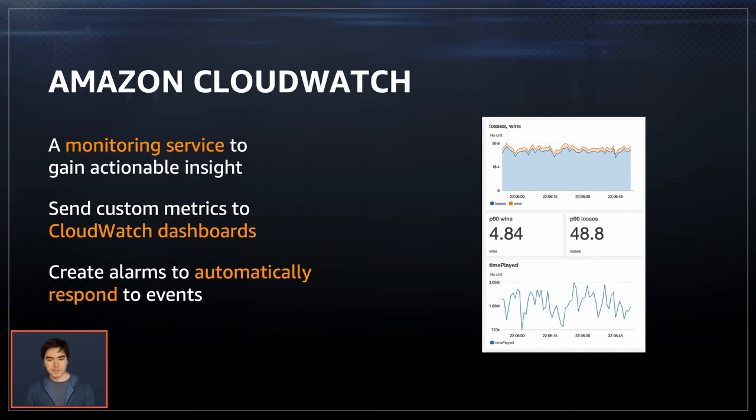For Debbie's purpose, she can use Amazon CloudWatch dashboards to watch all these metrics that her game is emitting, all these events that she's programmed her game to emit, and send these as custom metrics to a CloudWatch dashboard so that she can keep an eye on all of them. Finally, she can create alarms to automatically respond to events. So if she's set certain thresholds on metrics that she wants to keep track of, if those ever go over the threshold, she can get a notification and respond as quickly as possible.